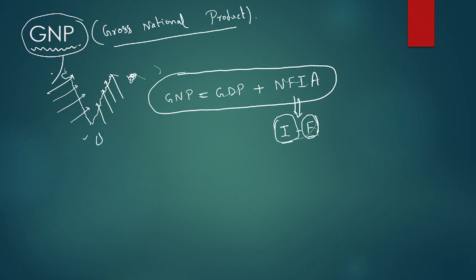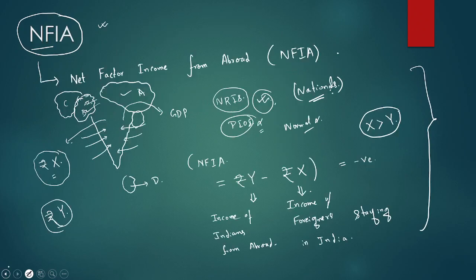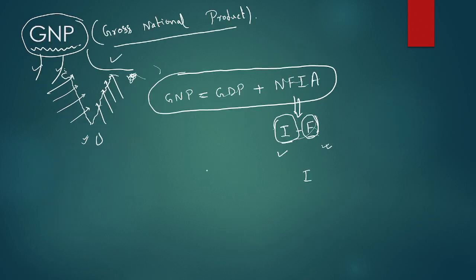Again, I just draw Sri Lanka, Pakistan, Afghanistan, and China. Your relatives are earning something from here. Their income is I, and the foreigners who are staying in India, their cumulative income be F. So in the last slide I explained what NFIA is. From here you can easily say that this equation is I minus F for NFIA.